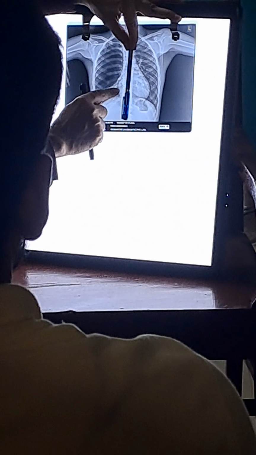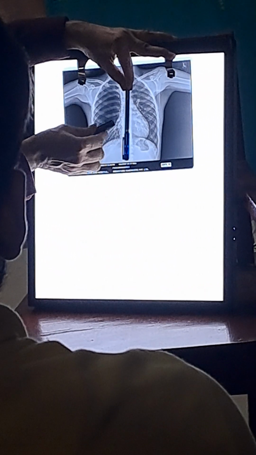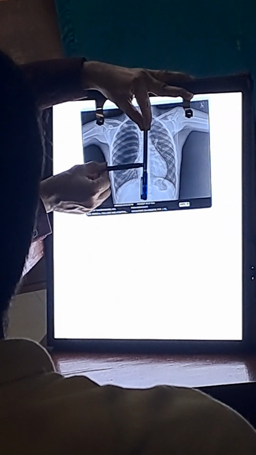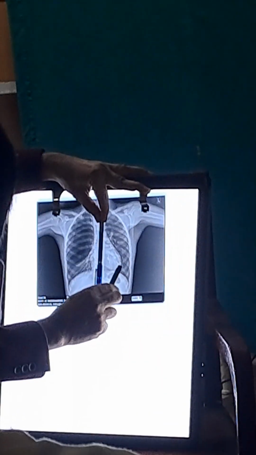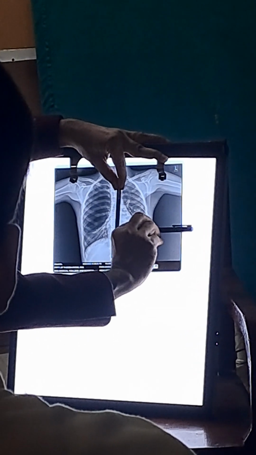From the vertical line, take the maximum distance from the midline to the right heart border. Suppose this is the level. Then draw another line from the apex. Both lines should not be at the same level because the apex is here, so on the left side the border will be here.